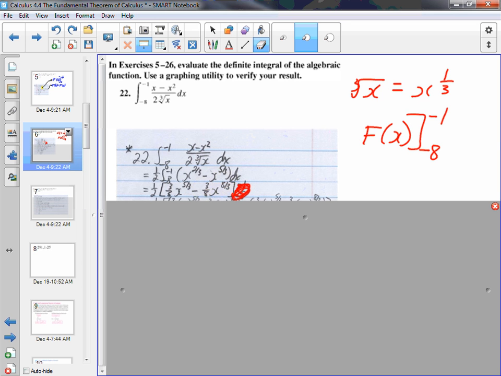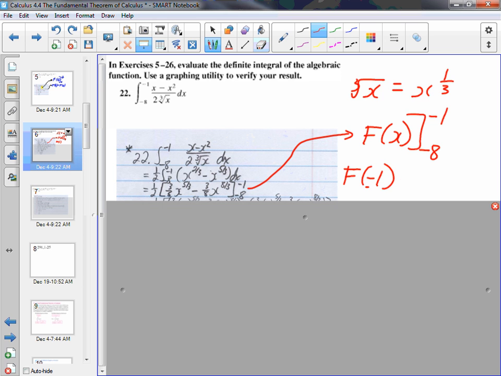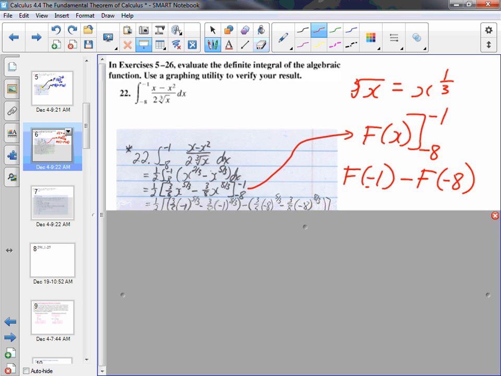3/8 x to the 8/3, evaluated from -8 to -1. So we've done that step. Now we're ready to get the capital F of -1 minus capital F of -8. So now it's a substitution problem. We substitute the -1 first.